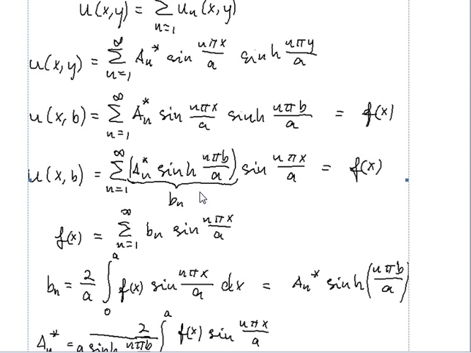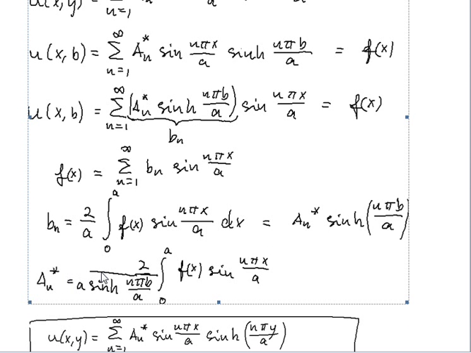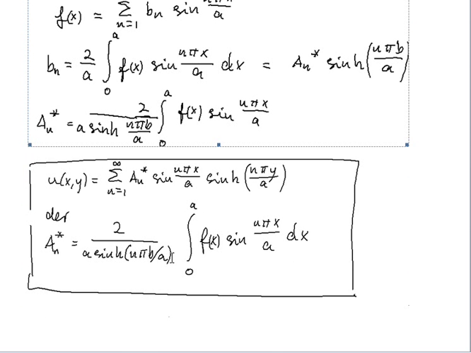And we know that Bn is equal to this, so this is written here. And then we can just divide by sine hyperbolicus, and we get this expression for the coefficient an star. So summing up, we find that the solution u is written as an infinite series in this way, where the coefficients an star are given by this integral.